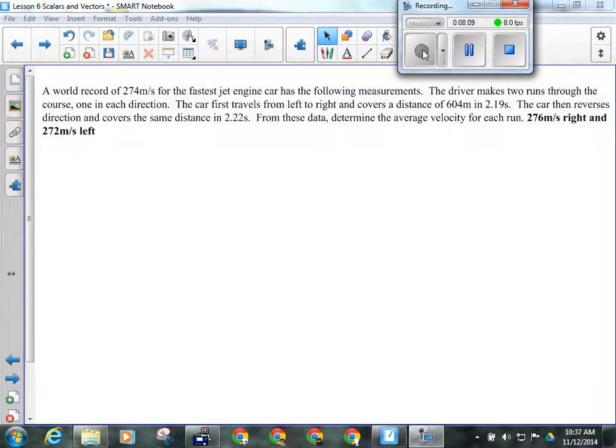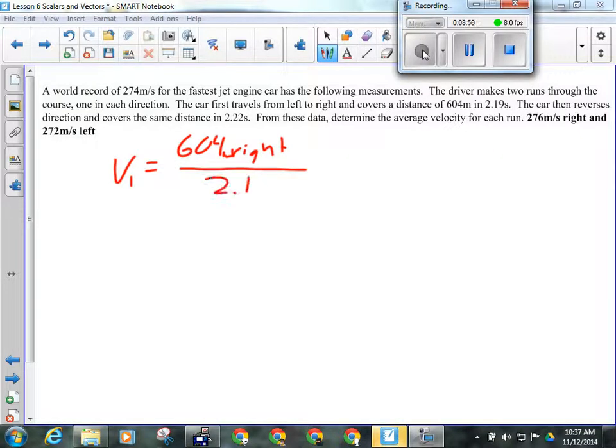On number 3, they're telling us the world record is 274 meters per second, but we're probably not going to use that in our calculations. It's the average of the 2 runs. So what we want to do is figure out the average velocity for each run. We're calculating average velocity because we're putting a direction on it. One time it's to the right and one time it's to the left. So average velocity is displacement, or in this case distance, 604 meters. We put a direction on that to make it displacement: 604 meters right. This is the velocity for run 1, when he goes out. 604 meters to the right, and that happened in 2.19 seconds, as the question said.